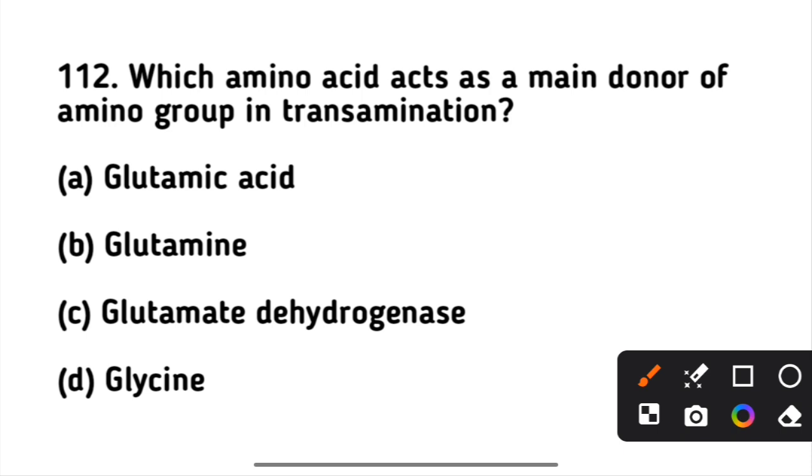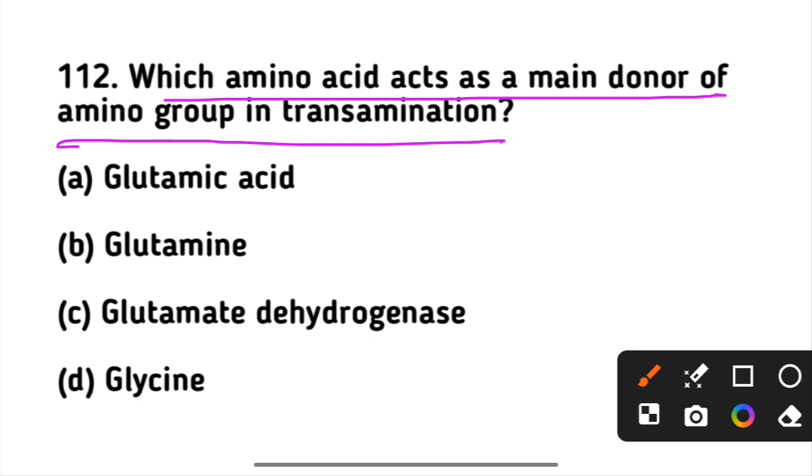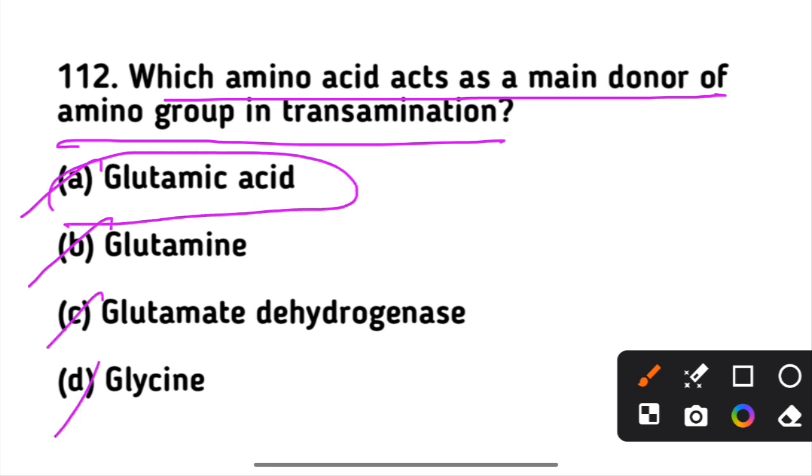Next, which amino acid acts as a main donor of amino group in transamination? Glutamic acid, glutamine, glutamate dehydrogenase, glycine. Option A is correct, glutamic acid.